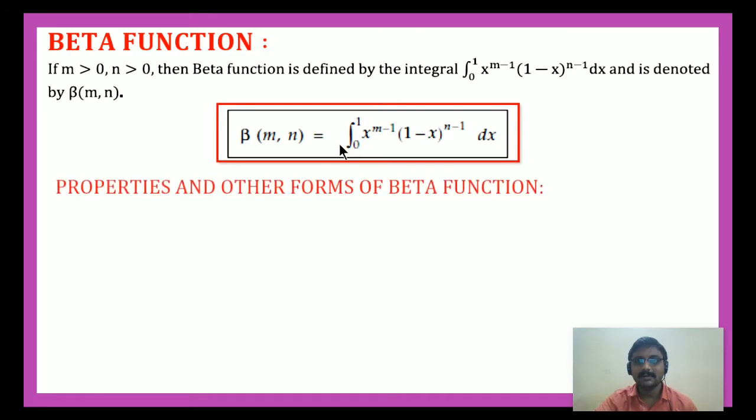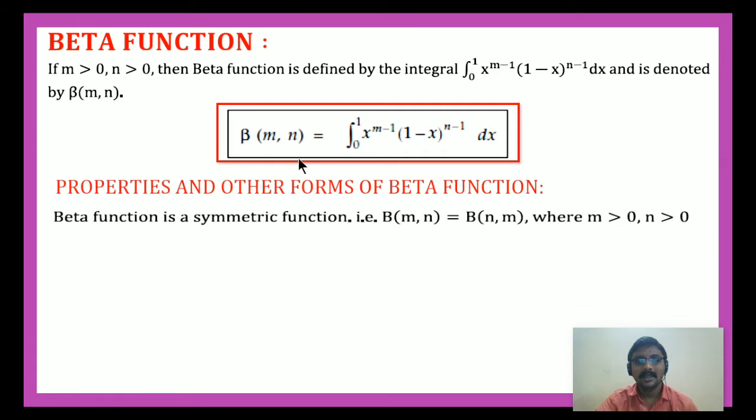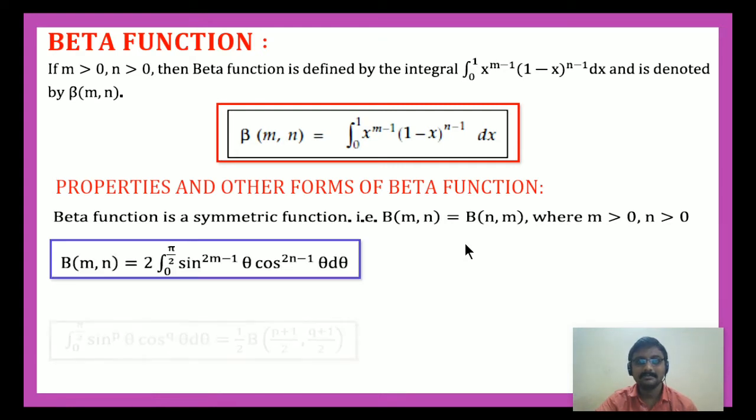Properties and other forms of beta function. Beta function is a symmetric function, that is beta of m, n is always equal to beta of n, m, where m, n are positive. Beta of 5 comma 4 is equal to beta of 4 comma 5. For example, beta of 7 comma 8 is equal to beta of 8 comma 7.